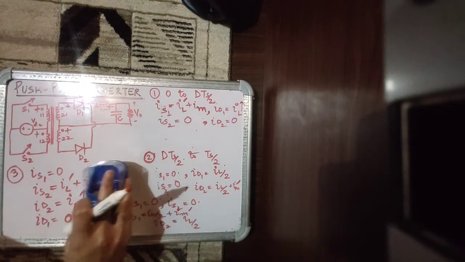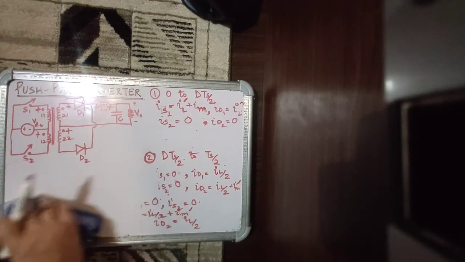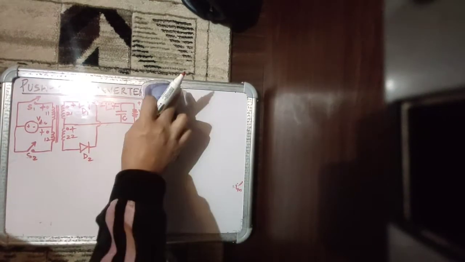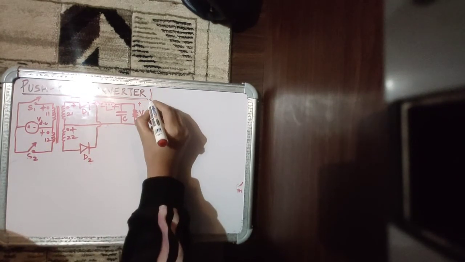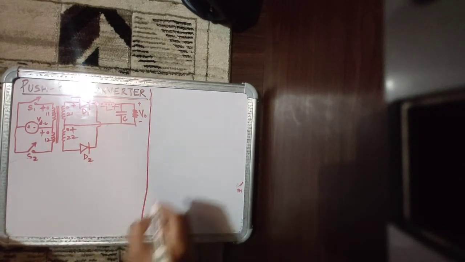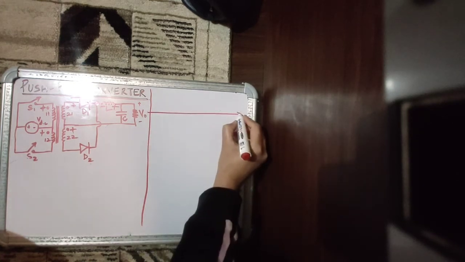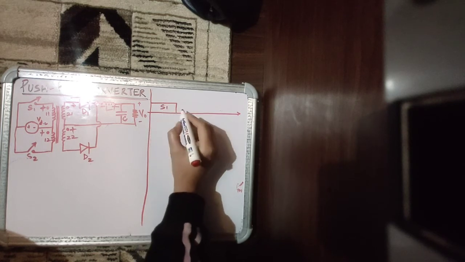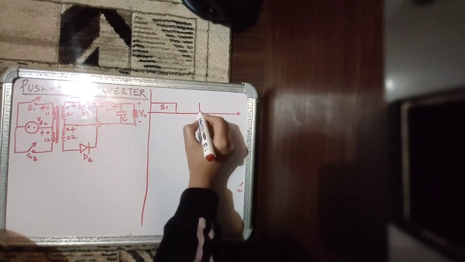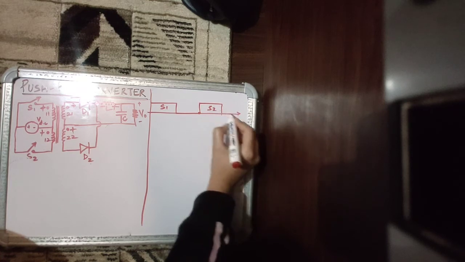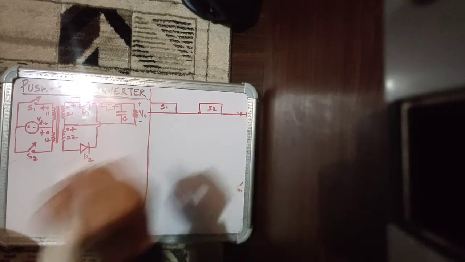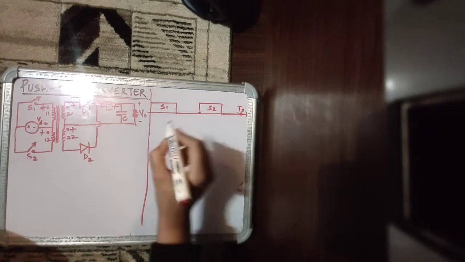If we quickly draw the waveforms for some of these parameters, you have pulse to S1 for dTs by 2, and then it goes off, then to S2, and then it goes off. So this is your Ts over here. So these are the pulses.